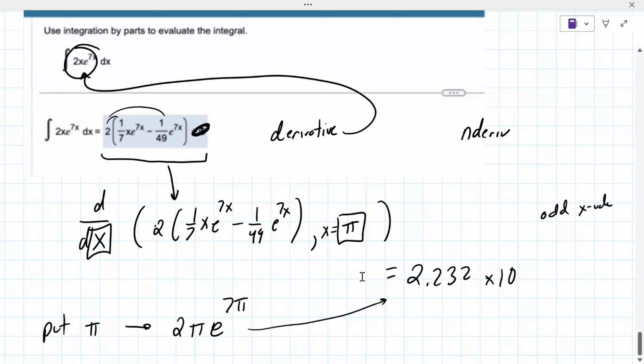So that's the approach. You can use nDeriv of the answers at a point. Now you've got to pick an odd x value. Don't pick one, don't pick zero. Pi is a good one because it's weird. But then you have to put that back into the original, but you're not using nDeriv for the original.